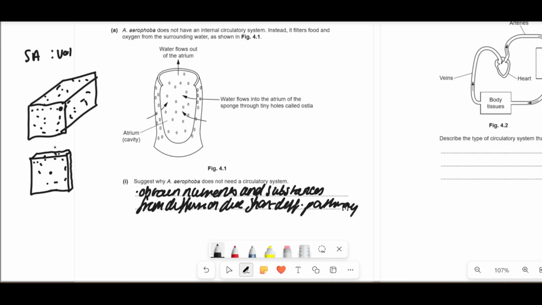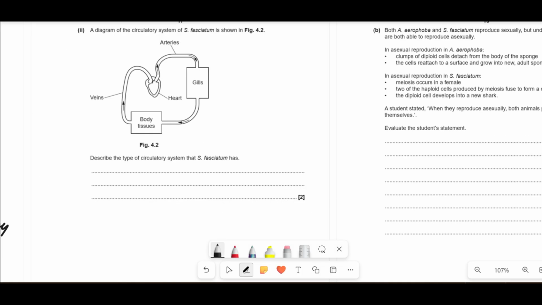And it makes sense because if you pick up a chunk of ice, for example, it takes a couple of seconds to melt in your hands. Whereas if you have a really, really thin sheet, it melts really fast. That's because that thin sheet has a very high surface area to volume ratio. So now it says, a diagram of the circulatory system is shown in figure 2, and you've got body tissues, veins, heart, the gills, and so forth. It says, describe the circulatory system that it has.